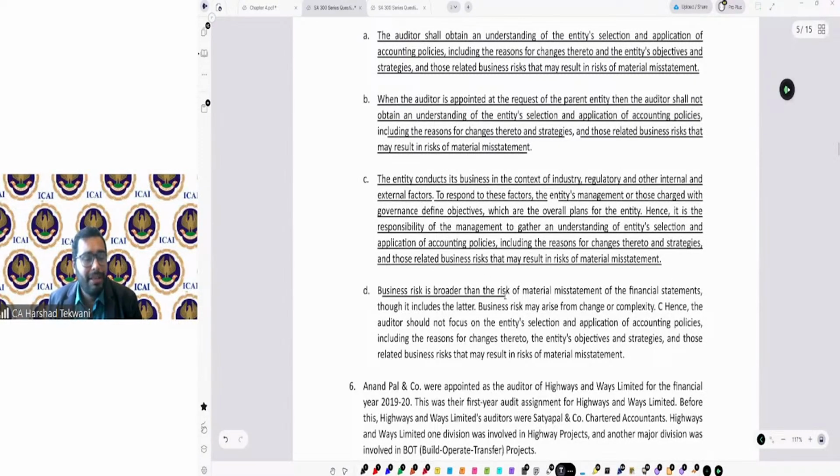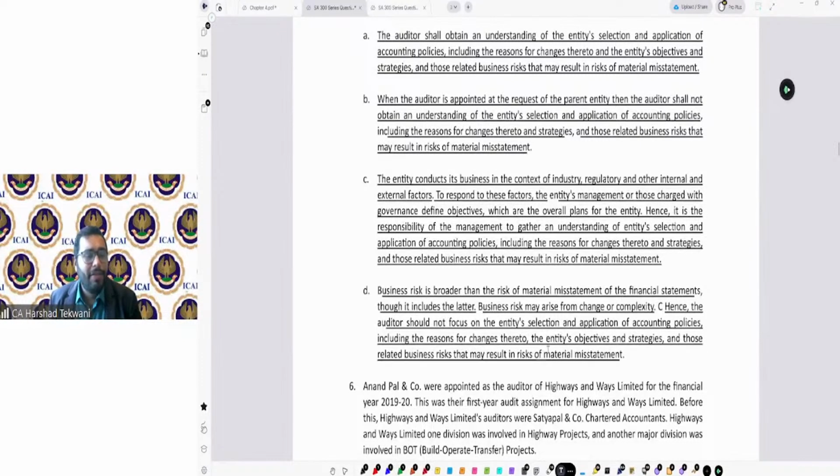Business risk is broader than the risk of material misstatement on the financial statement. Though it is included in the latter, business risk may arise from the change or complexity. Hence, the auditor should not focus on the entity's selection and application of accounting policies, including reasons for changes thereto, and entity's objective and strategies, and those related business risks that may result in the risk of material misstatement.